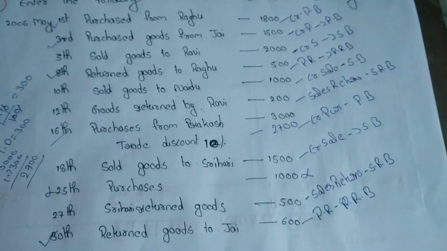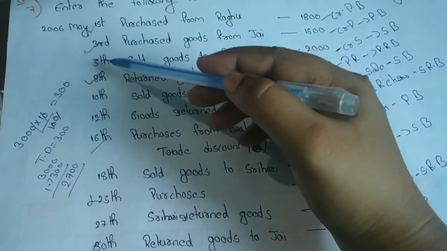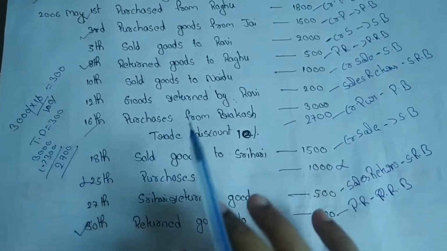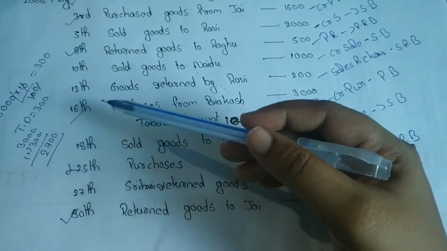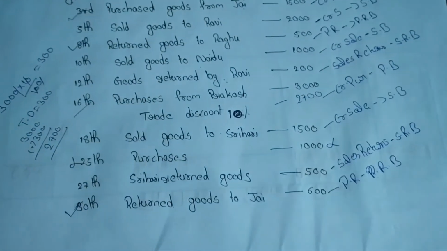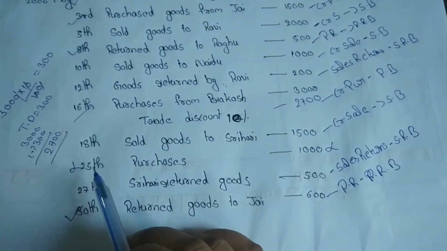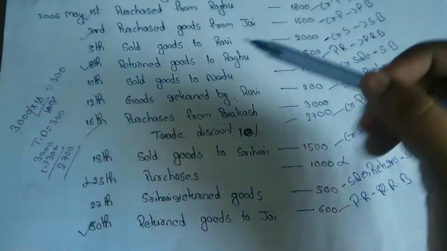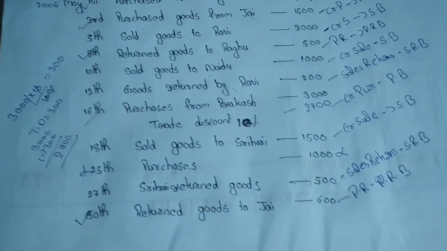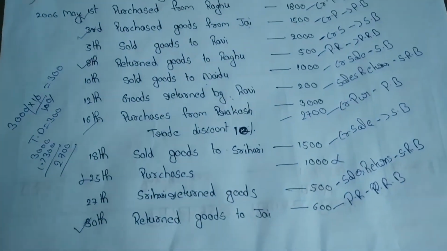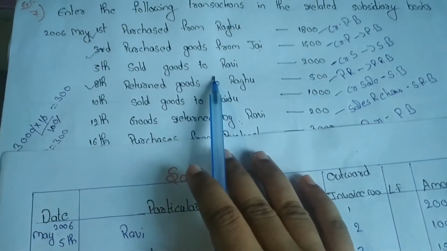Okay, so out of 11 transactions, 1, 2, 3, 4, 5 are done. So 3 should be posted in purchase book and 2 should be posted on purchase returns book, and 1 transaction was not recorded anywhere. Okay, so the remaining transactions should be recorded in either sales book or sales returns book. Okay, let's see. Credit sale. So it comes under the sales book.